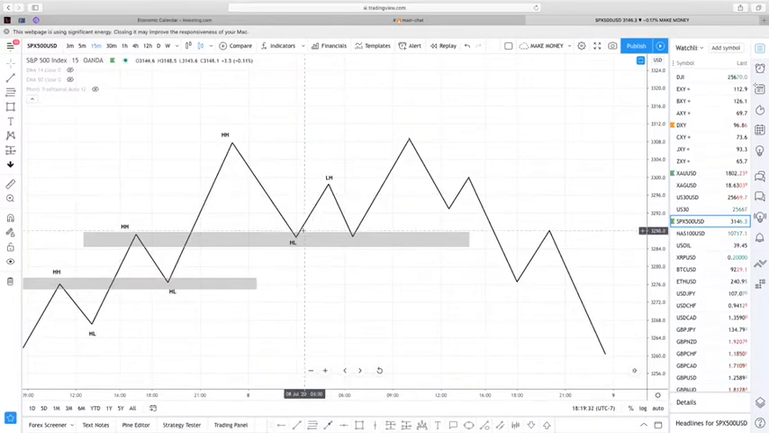So price came up, created this lower high because this peak right here is lower than this peak. So this is a lower high, okay?